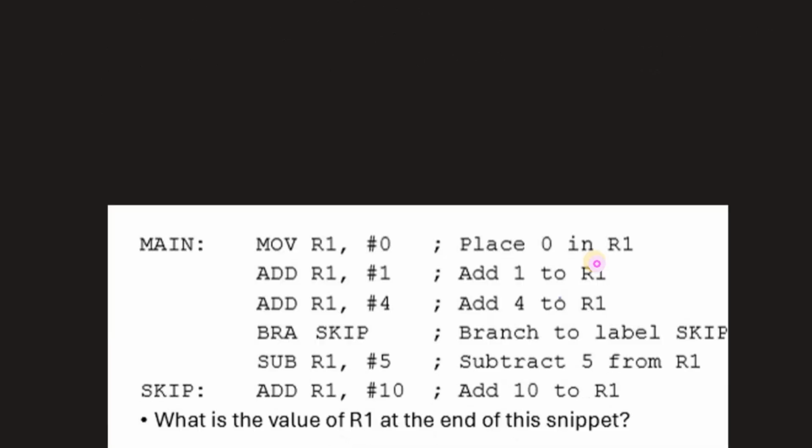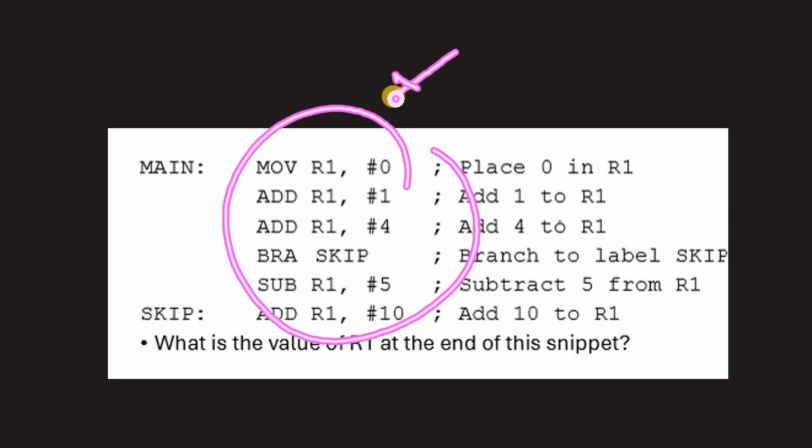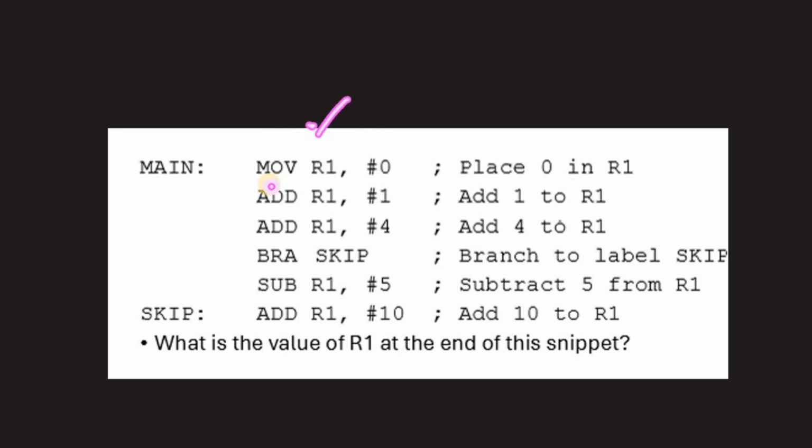So let's say we have this assembly code over here. If you don't understand this code, you can check out the playlist, where I made a video on how to read this. For now, let me roughly go over this. Here it is asking what is the value of R1 at the end of the snippet. We're storing 0 to R1, then adding 1 to it, and then adding 4 to it. So before the value was 1, now we've added 4 to it, so now it becomes 5.